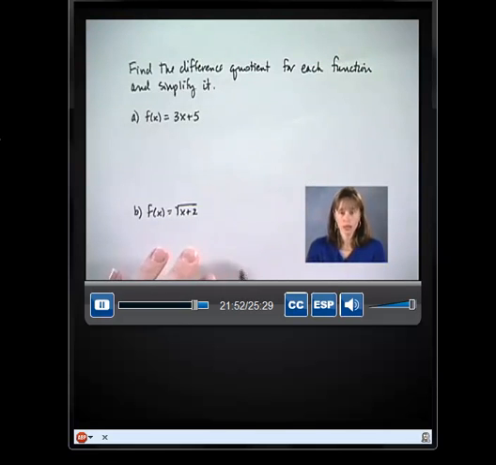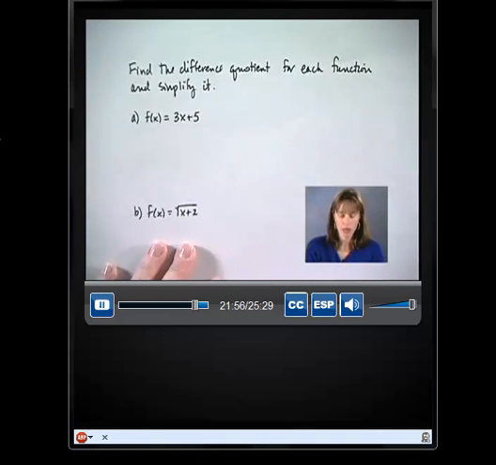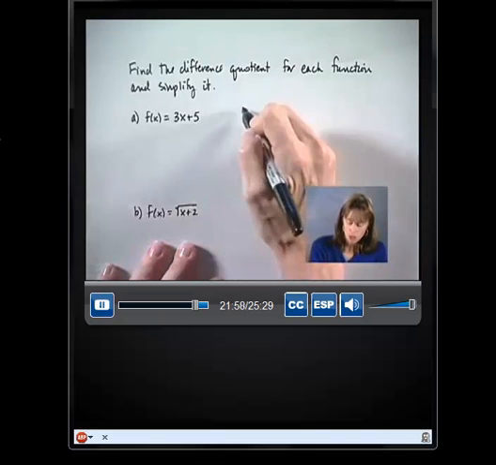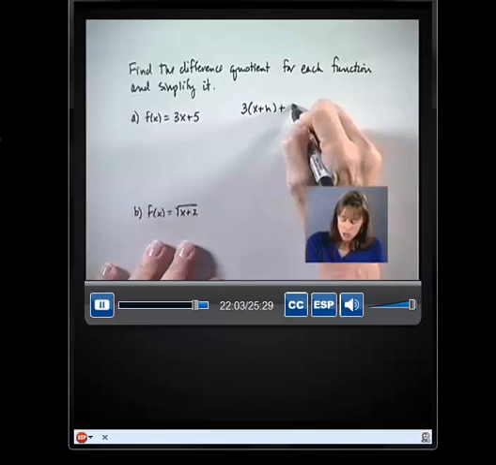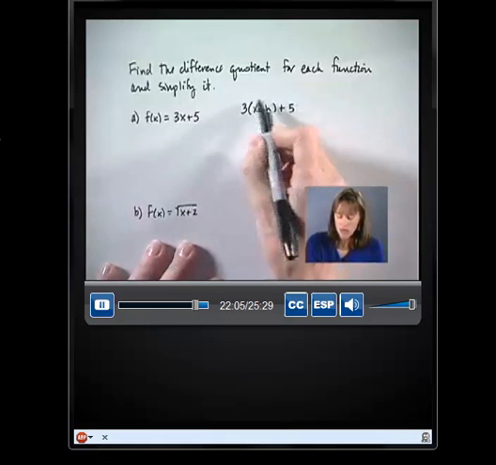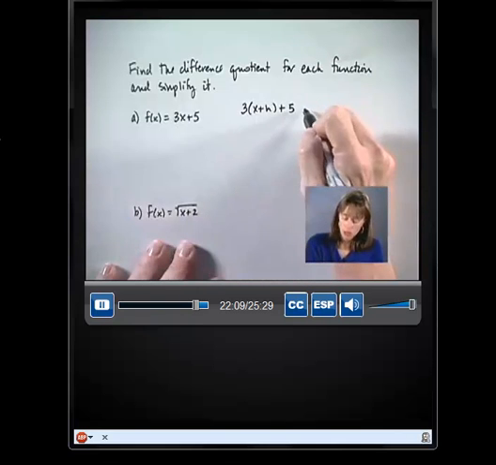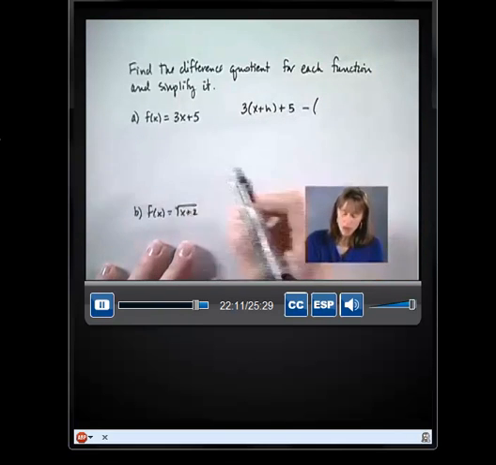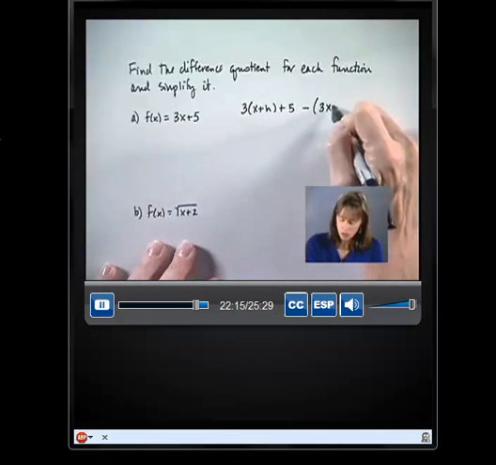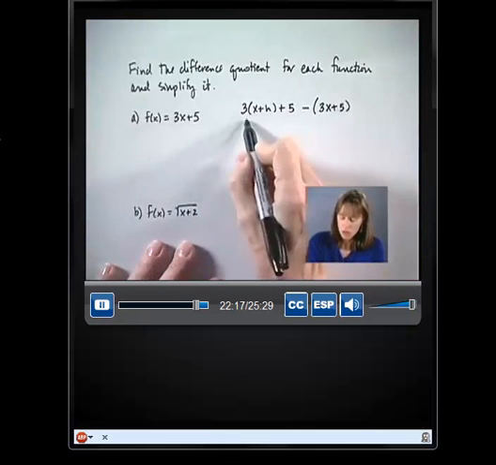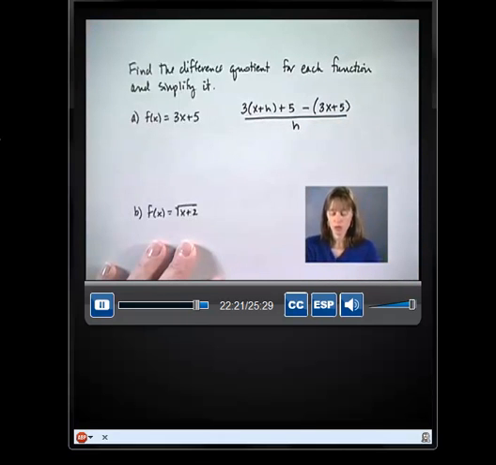Well, if you look back at the difference quotient, the first thing I need is the function evaluated at x plus h. That looks like 3 times x plus h plus 5. So it's that same function with the x replaced by x plus h. I subtract from that the function evaluated at x, or the function itself, and I'm going to divide all of that by h once I've simplified the numerator.